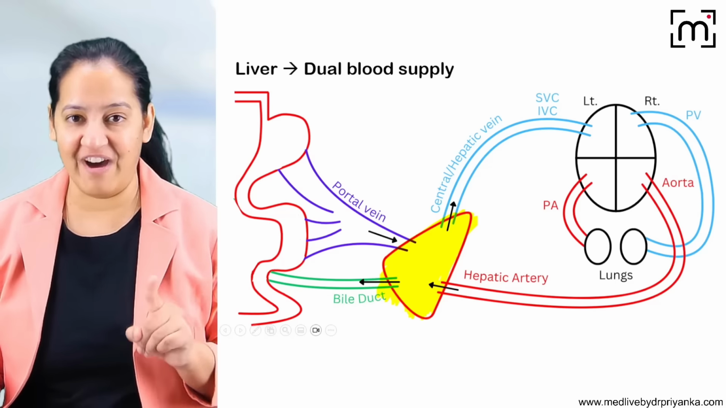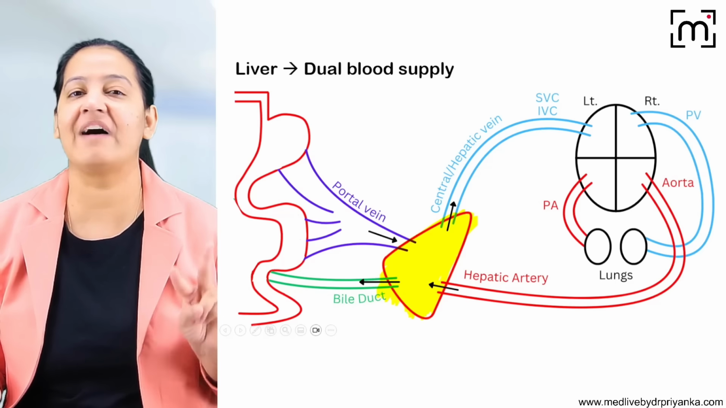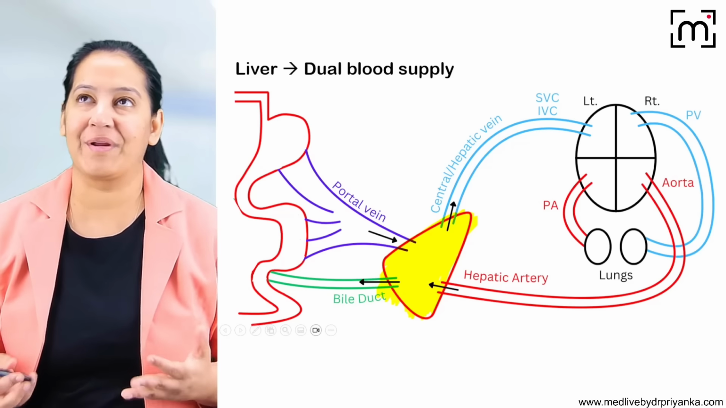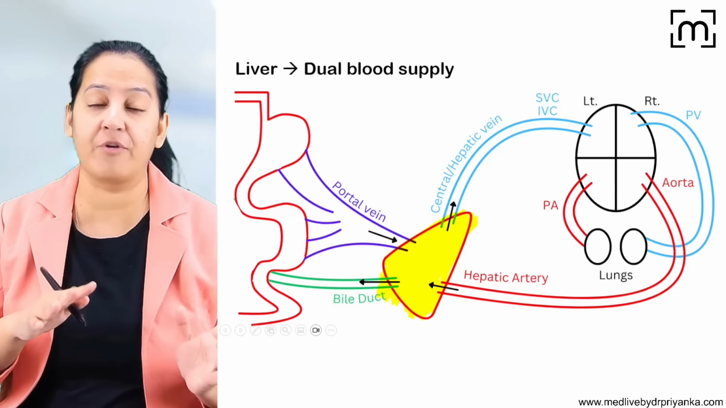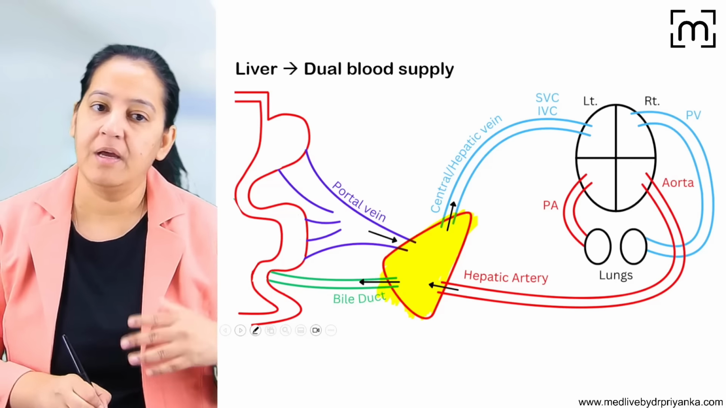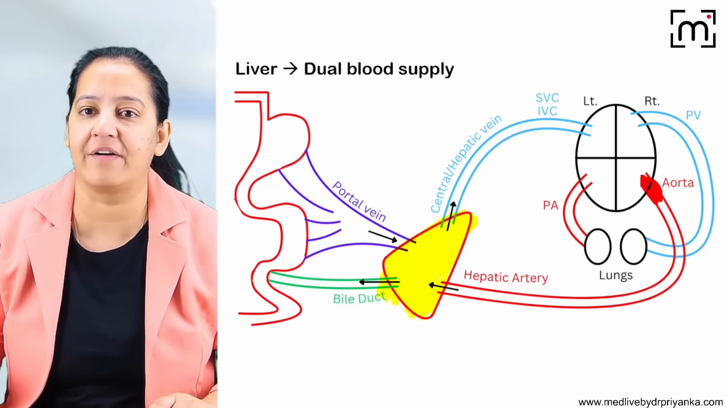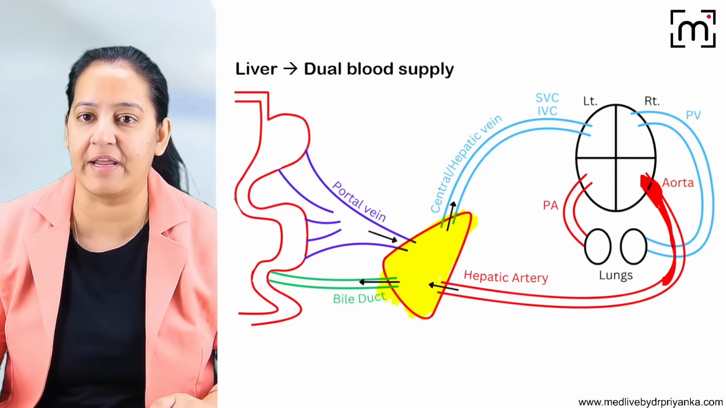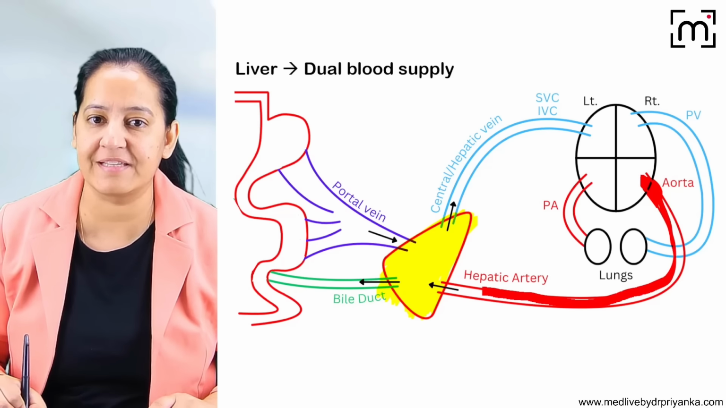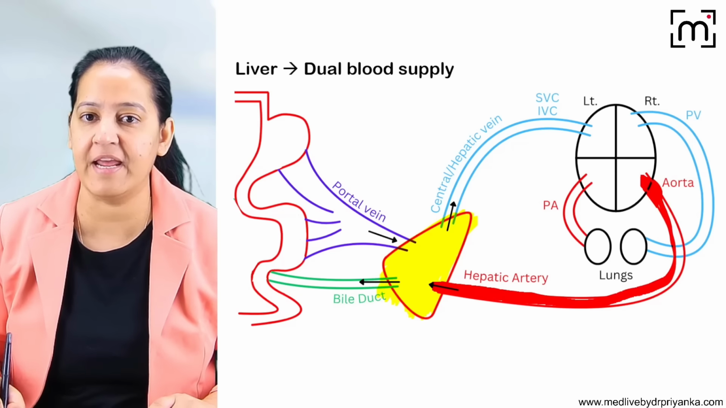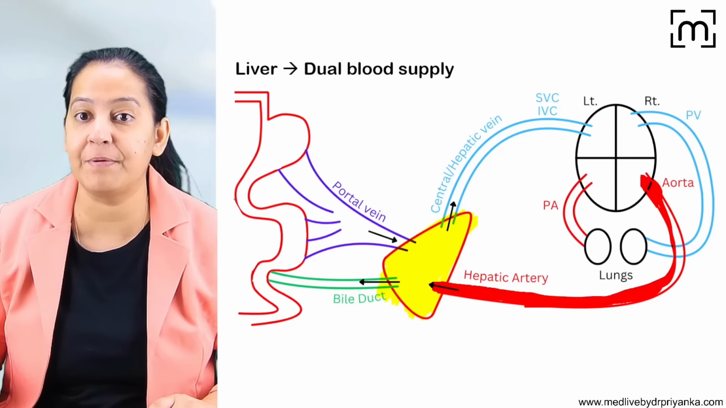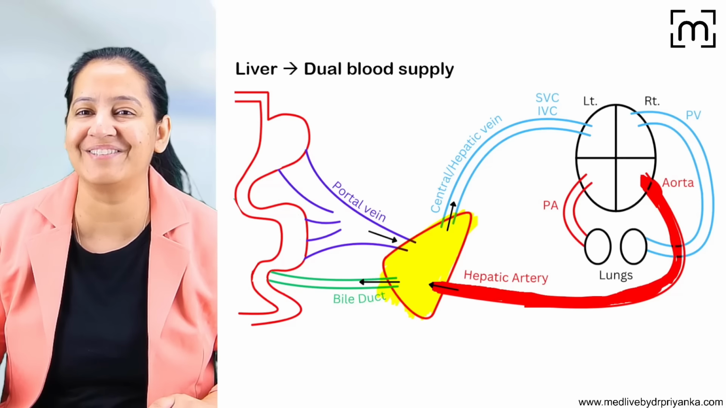Now all organs have one blood supply, but the liver is a unique organ. It has a dual blood supply. All the organs get pure, oxygenated blood from the left side of the heart via the aorta. The liver also receives pure, oxygenated blood from the left side of the heart via the aorta, via the hepatic artery. So from the aorta, the hepatic artery is coming. A branch of the aorta is the hepatic artery, and this hepatic artery supplies pure or oxygenated blood to the liver.